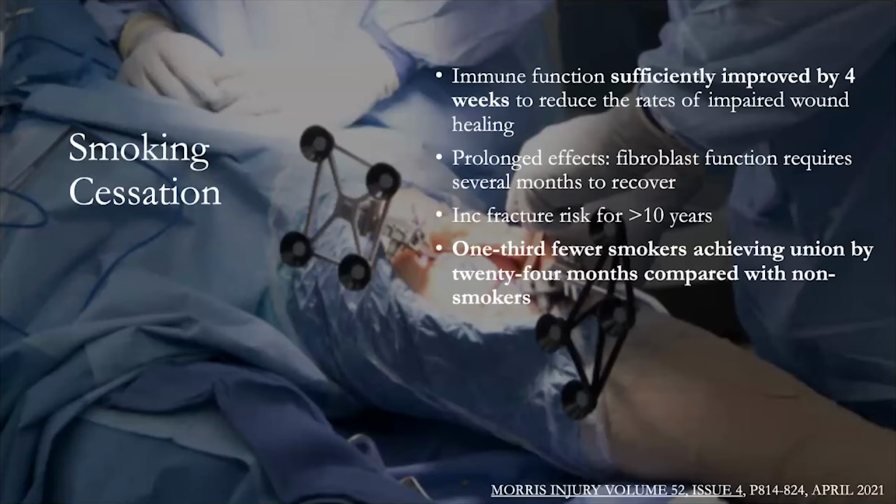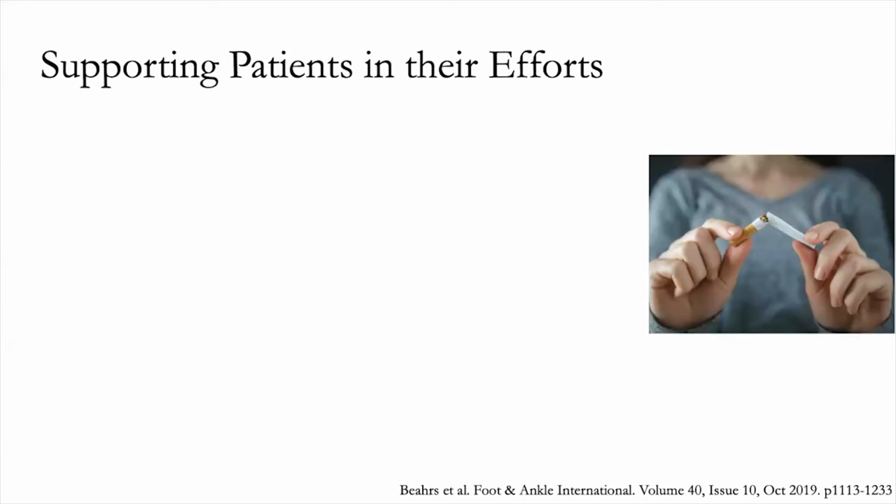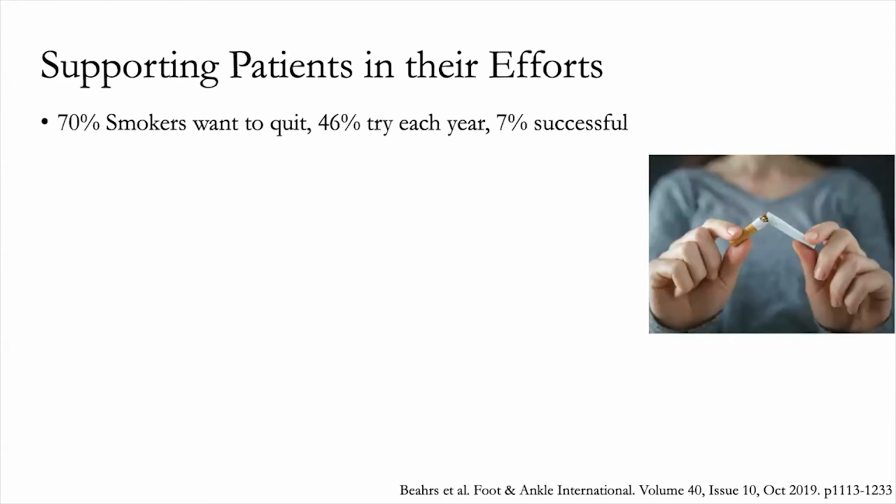And with regards to non-union, 1/3 fewer smokers achieved union at 24 months compared with non-smokers, because of impaired osteoblastogenesis and chondrogenesis. So how do you, as an orthopedic surgeon, or your offices, clinics, faculty, support patients in their efforts? I think, first of all, we should not assume that patients don't want to quit. Really, a vast majority of them want to quit. It's just really hard and they get discouraged.